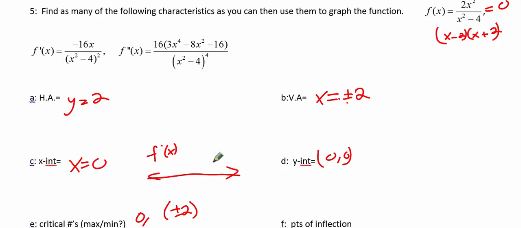And I'm going to do that right here. And I'll do the f double prime in a second. So when you make this chart, you still are going to put your -2, your 0, and your 2. They're not critical numbers, but they go on the chart. Okay, so how do we tell our signs? Well, the bottom is always positive because of the squared, and the numerator will be positive when x is negative. So these will be positive when we're left of 0. If x is positive, then this makes this negative, and negative over positive would be a negative.